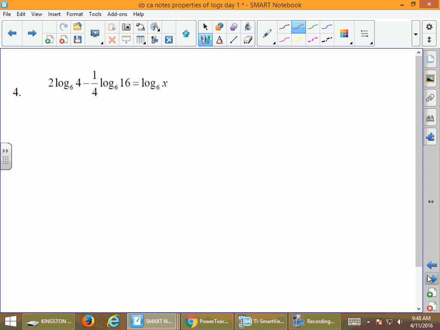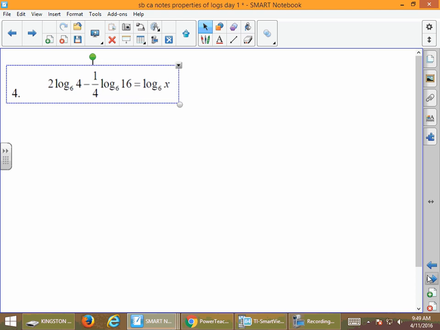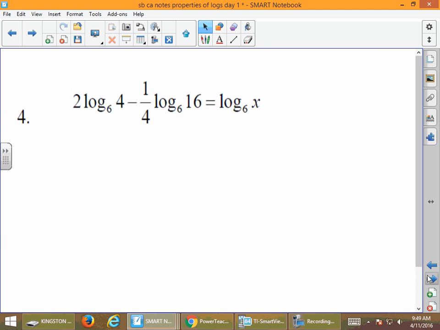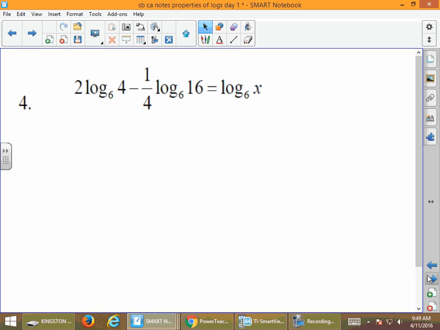Problem number 4. Looks complicated. But again, our goal is to condense it down so that we have one logarithm on the left side and one logarithm on the right side. And we're going to use our properties. But we have a couple things to deal with on this one.